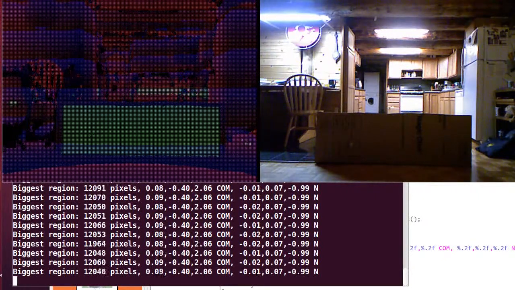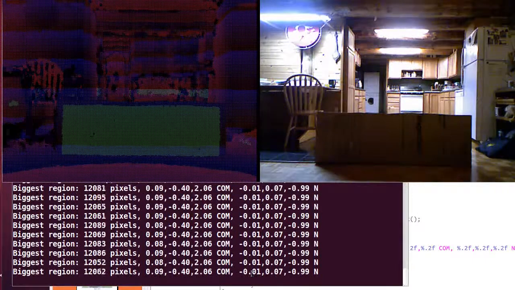So there are a couple of things. This is the XYZ coordinates of the center of mass of the LunaBin. This is the surface normal of the LunaBin, which you can see is just rock solid stable. A couple of kind of fun things about this software.